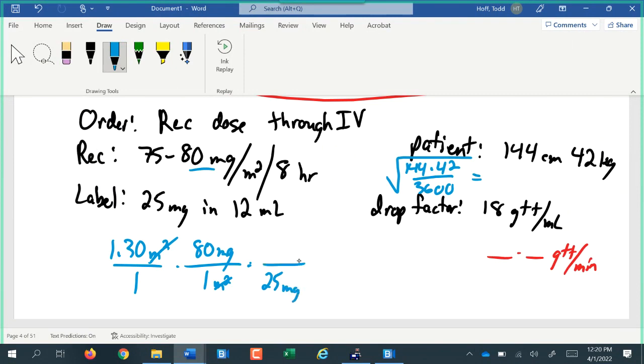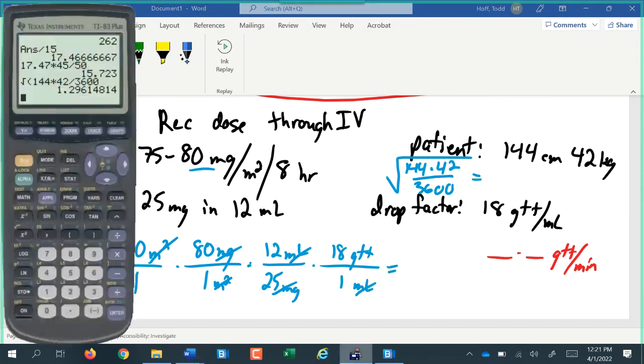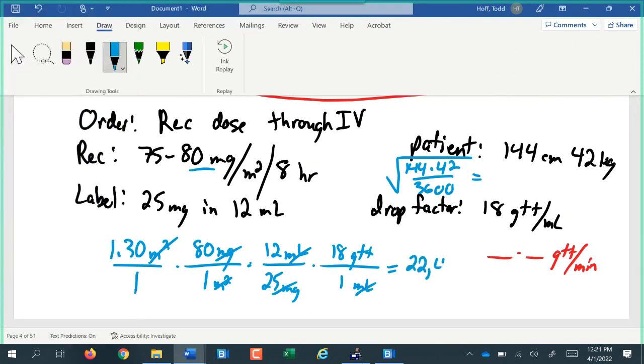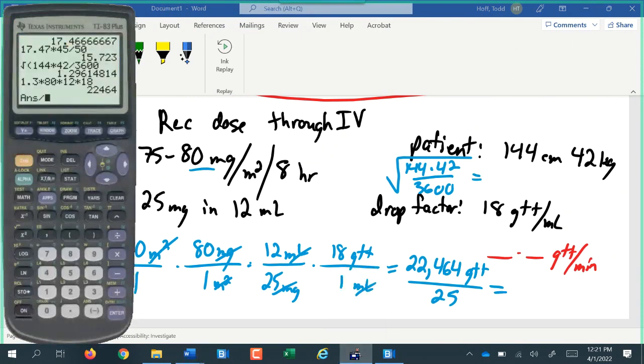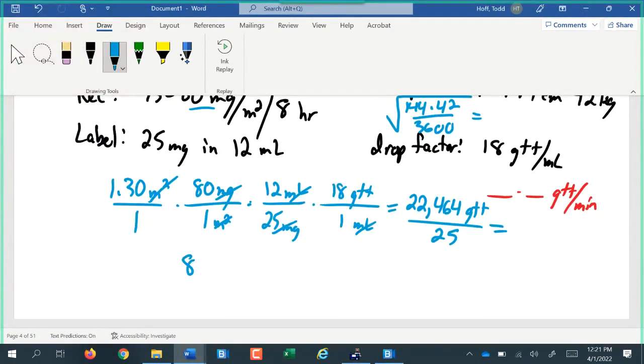and 25 milligrams in 12 milliliters to cancel out the milligrams, and finally 18 drops per milliliter to cancel out the milliliters. So on top there, we have 1.3 times 80 times 12 times 18 gives us 22,464. That is drops. And on bottom, we have 25 times 1 times 1. So we'll divide that by 25, giving us 898.56 drops.